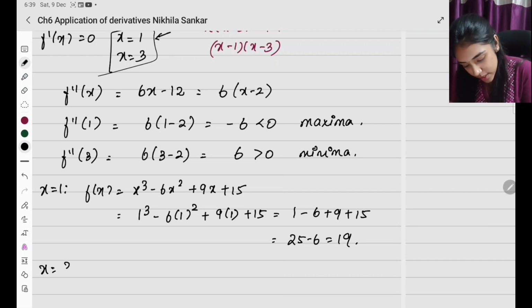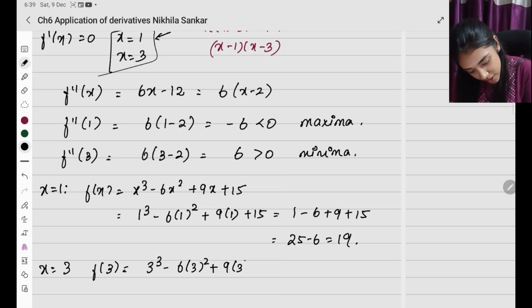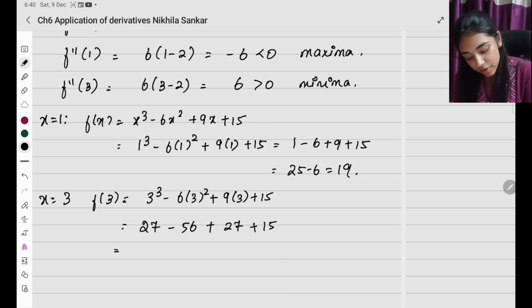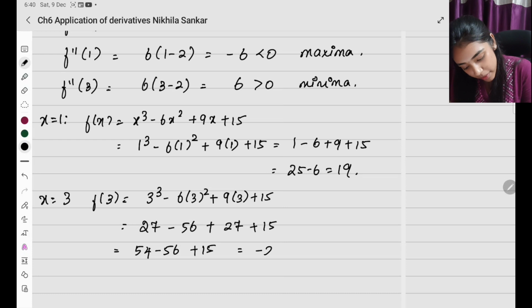Now x equals 3. So f of 3, substitute: 3 cube minus 6 into 3 square plus 9 into 3 plus 15. When I solve this, I have 3 3s are 9, 9 3s are 27, minus 3 3s are 9, 9 6s are 54, plus 27 plus 15. So I have 27 plus 27 is going to give me 54, minus 54 plus 15. This is going to be minus 2 plus 15, which is going to be 13.